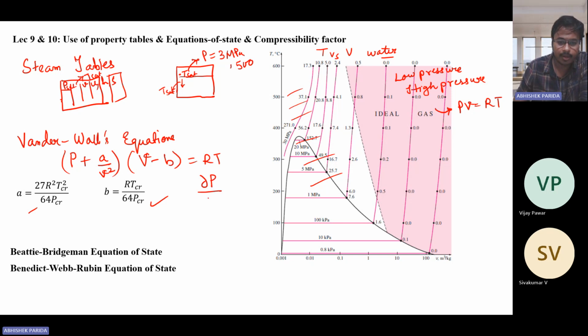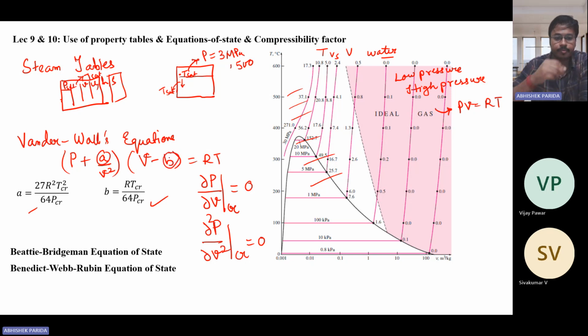at the critical point their derivative is equal to 0. ∂P/∂V at the critical point is made 0, and ∂²P/∂V² at the critical point is equal to 0. Using these two, we solve these two unknowns at the critical point.